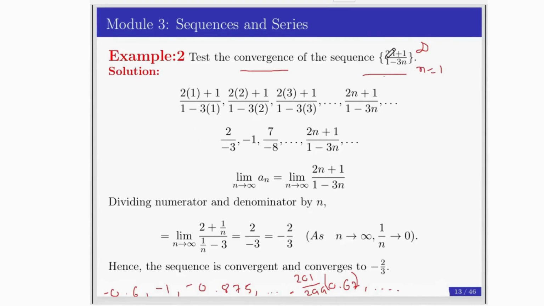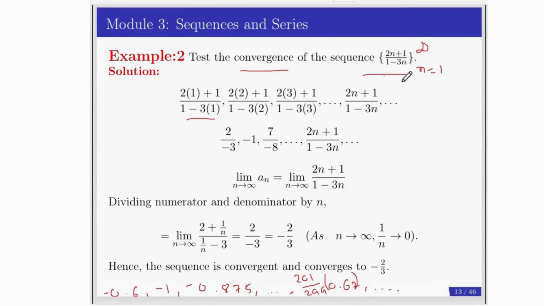Now how do we find the terms of the sequence? As we discussed earlier, in the nth term of the sequence, first put n equal to 1, then n equal to 2, n equal to 3, and so on. So let's start. First put n equal to 1. We get the first term of the sequence, (2(1) + 1)/(1 − 3(1)).